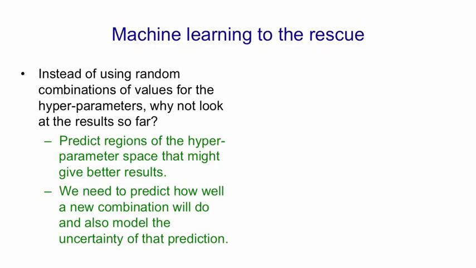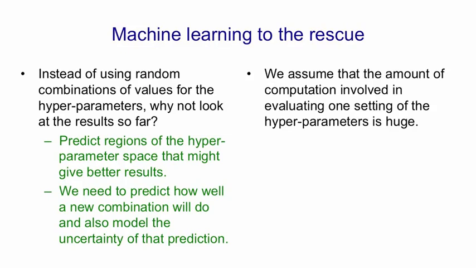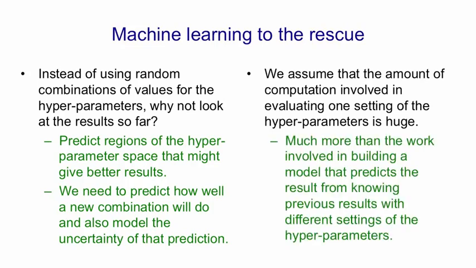It's even worth exploring regions where we expect to do worse, but we might just do a lot better. Now we're going to assume that the amount of computation involved in evaluating one setting of the hyperparameters is huge. It involves training a big neural network on a huge data set, and it might take several days on a big computer. Relative to that amount of work, building a model to predict how well a setting of the hyperparameters will do, given all the settings we've experimented with so far, is much less work.